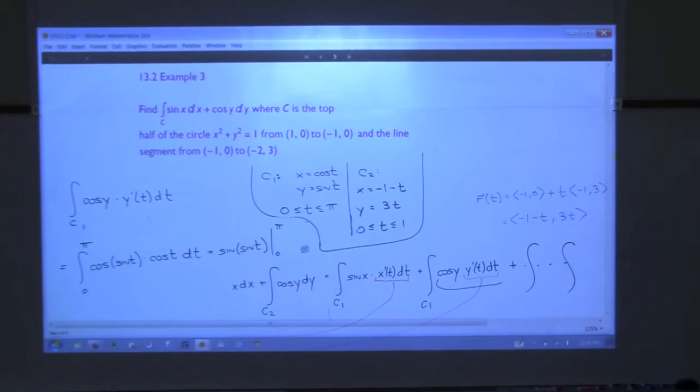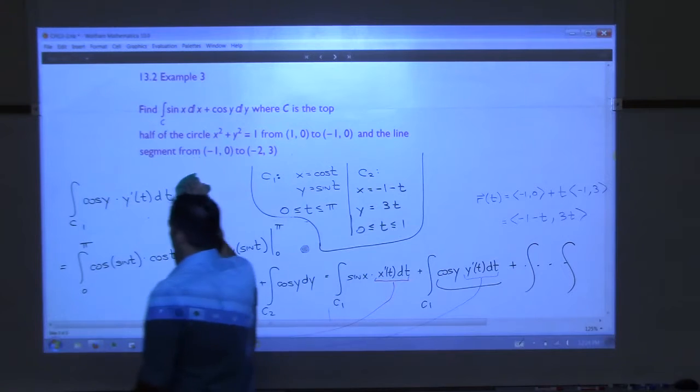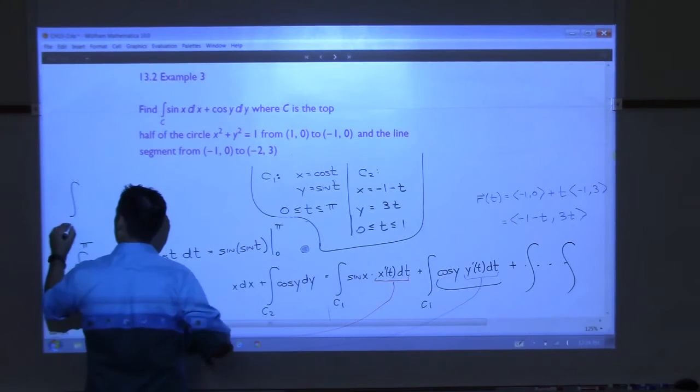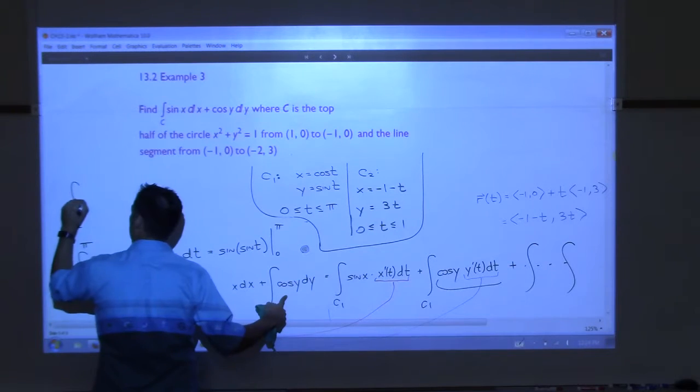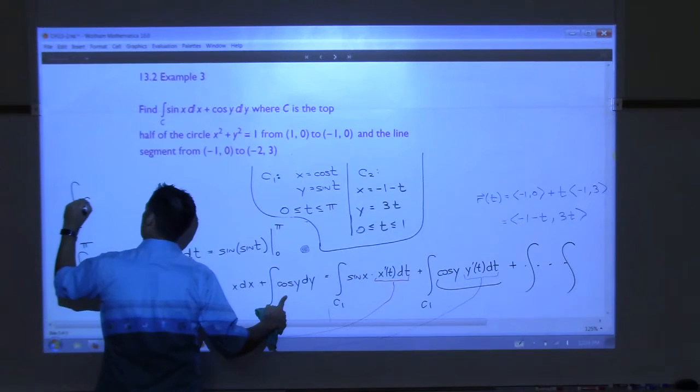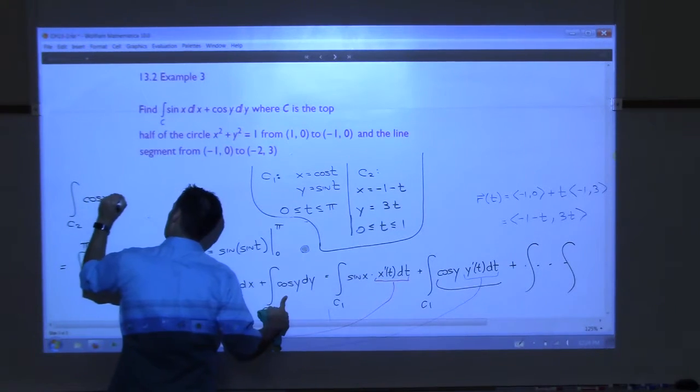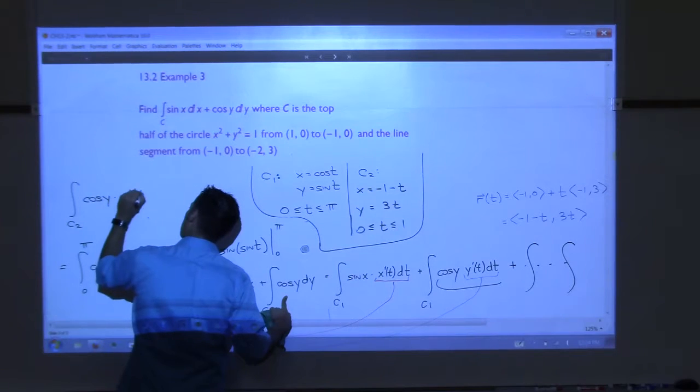That good? All right, let's do the third one. The third one is where we're on C2, right? I'd like to do the C2 ones. So the integral over C2 of, where is it? It's cosine y dy, right? Which turned into cosine y y prime t dt.